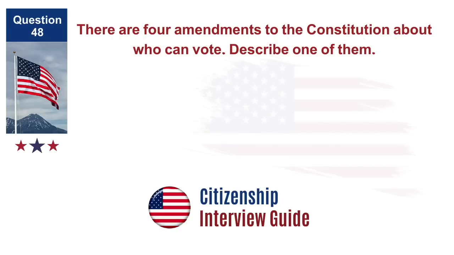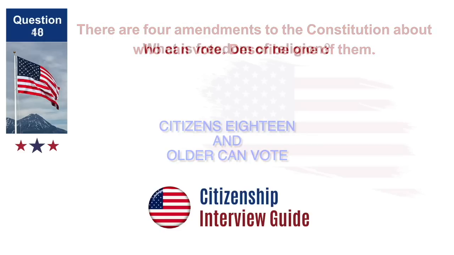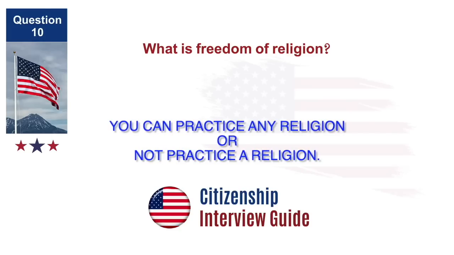There are 4 amendments to the Constitution about who can vote. Describe one of them. Citizens 18 and older can vote. What is freedom of religion? You can practice any religion or not practice a religion.